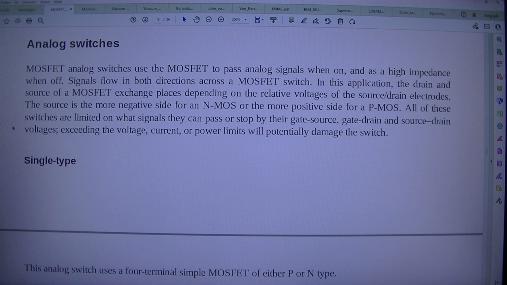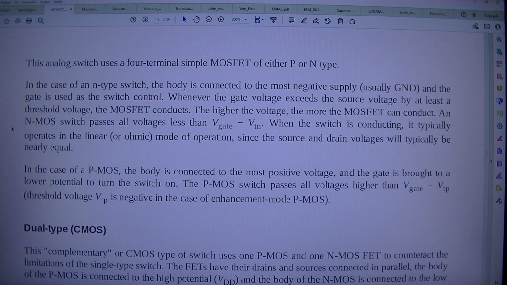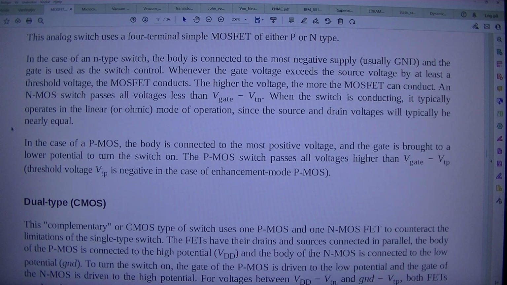All MOSFET switches are limited on what signals they can pass or stop by their gate source, gate drain and source drain voltages. Exceeding the voltage, current, or power limits will potentially damage the switch. This analog switch uses a 4-terminal simple MOSFET of either P or N type. In the case of an N-type switch, the body is connected to the most negative supply, usually GND, and the gate is used as the switch control.